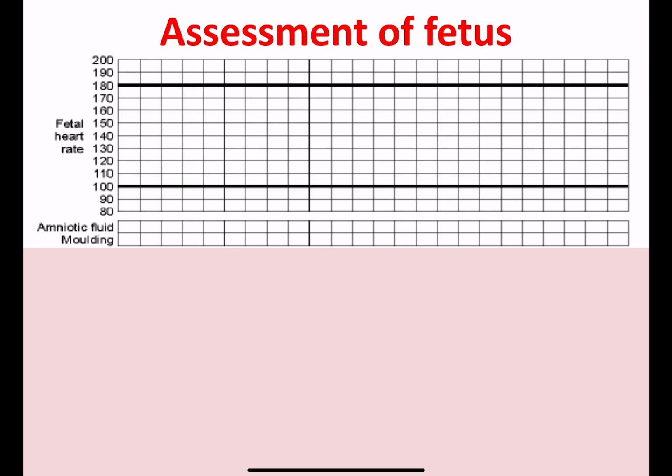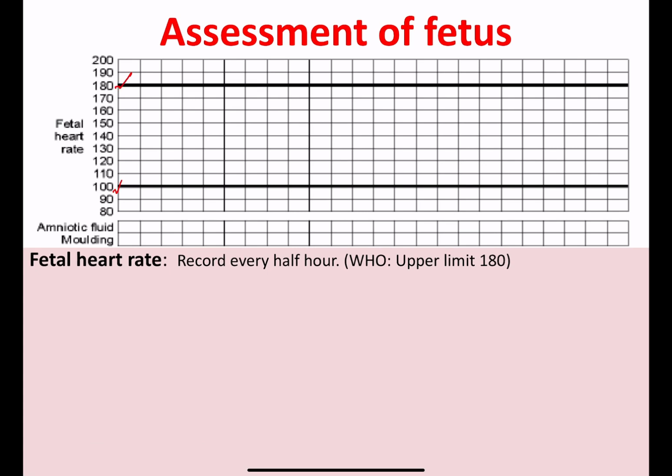Now, the second component of the partograph is the assessment of the fetus. This is the portion where we will be recording the information of the fetus with the fetal heart rate, amniotic fluid, and the information with the molding. We will be recording the fetal heart sound every half hourly, where we can see the range is between 100 to 180. So any deviation, if it is below 100 or above 180, we can consider it as a distress, or fetal distress.